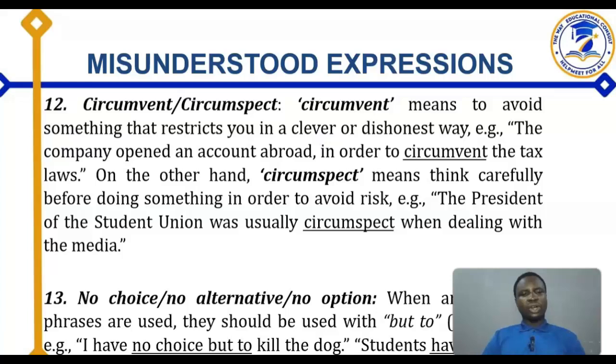Number 13 is no choice, no alternative, no option. Take note, when any of these is used, it is followed by but to, not than. Are we together? Not than. For instance, I have no choice but to kill the dog. Don't say I have no choice than to kill the dog. That will be regarded as unacceptable. Students have no option but to listen to their teachers. Don't say students have no option than to listen to their teachers.